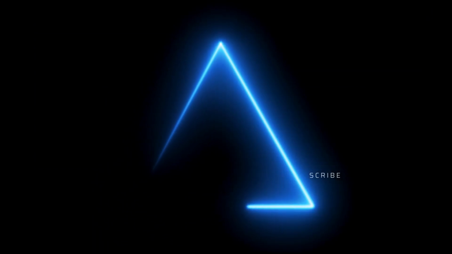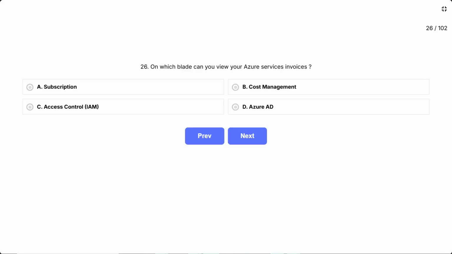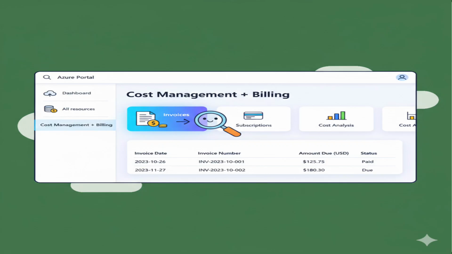Let's crush it together. Question 26. On which blade can you view your Azure Services invoices? This question is asking about where in the Azure portal you can find and view your billing invoices. Think about the logical place where you'd expect to see charges and bills for your Azure resources.